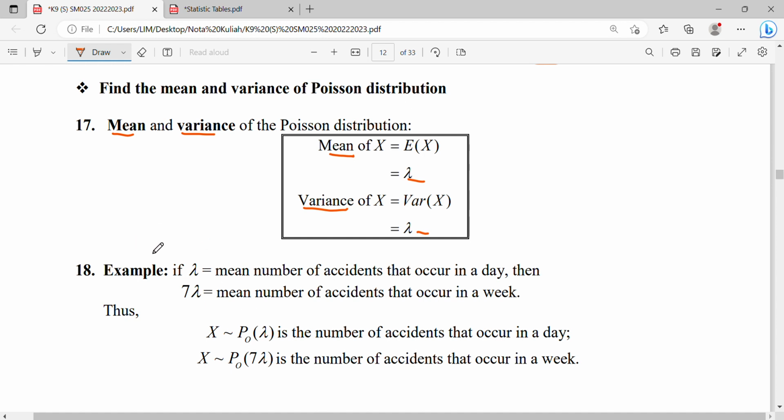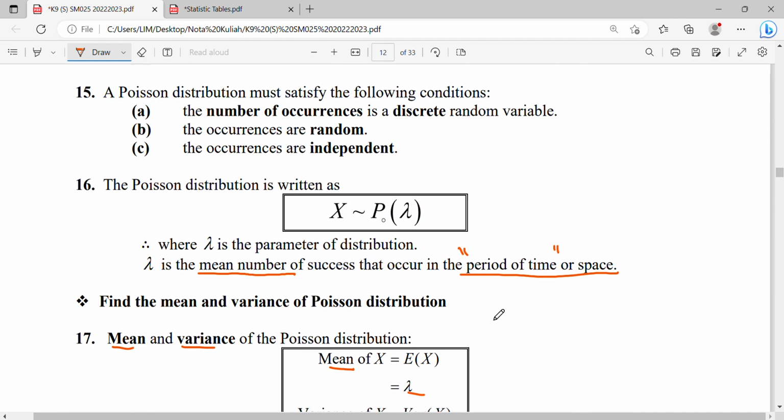Okay, so what's your lambda? For example, the mean for accidents in a day is lambda. So when your situation is the mean for accidents in a week, it will become 7 lambda. So it will follow your period of time.